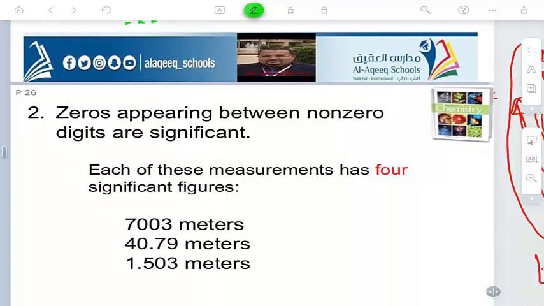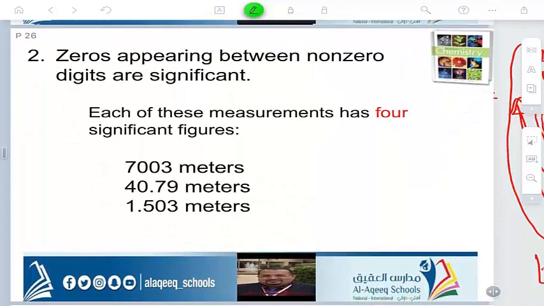If you have 0, what happens? Rule 2: if you have 0, or repeating 0, between non-zero digits, this is non-zero, this is not 0, but between them, zeros. Do we count them? Yes, we count them. How many significant figures in this number? 4: 1, 2, 3, 4. What about this 0 between non-zero digits? Yes, counted: 1, 2, 3, 4. Here, 0 between non-zero digits, counted: 1, 2, 3, and 4.